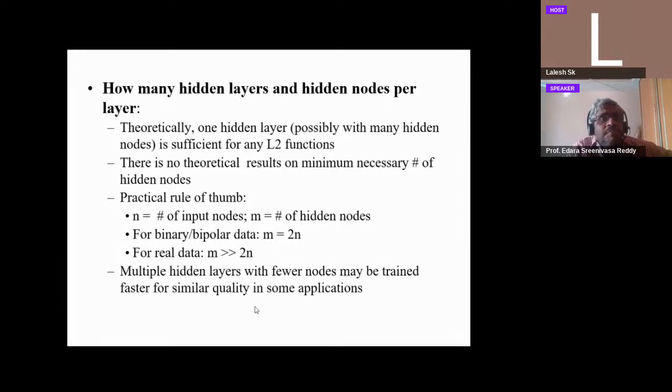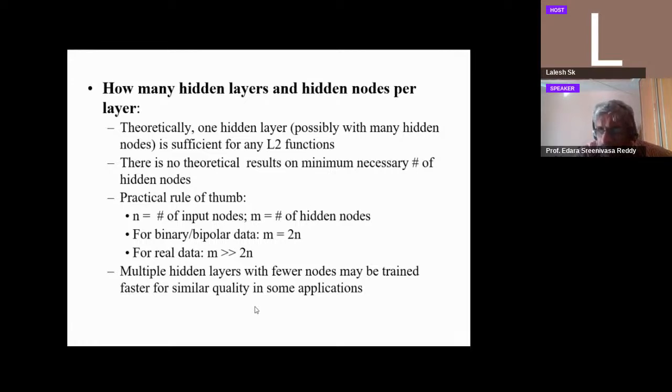This is also very, very important. In practical rule of thumb, if n is the number of input nodes, m is the number of hidden nodes. For binary or bipolar data, normally m is equal to n. And for real data, m is greater than 2n. Multiple hidden layers with fewer nodes may be trained faster for similar quality in some applications.